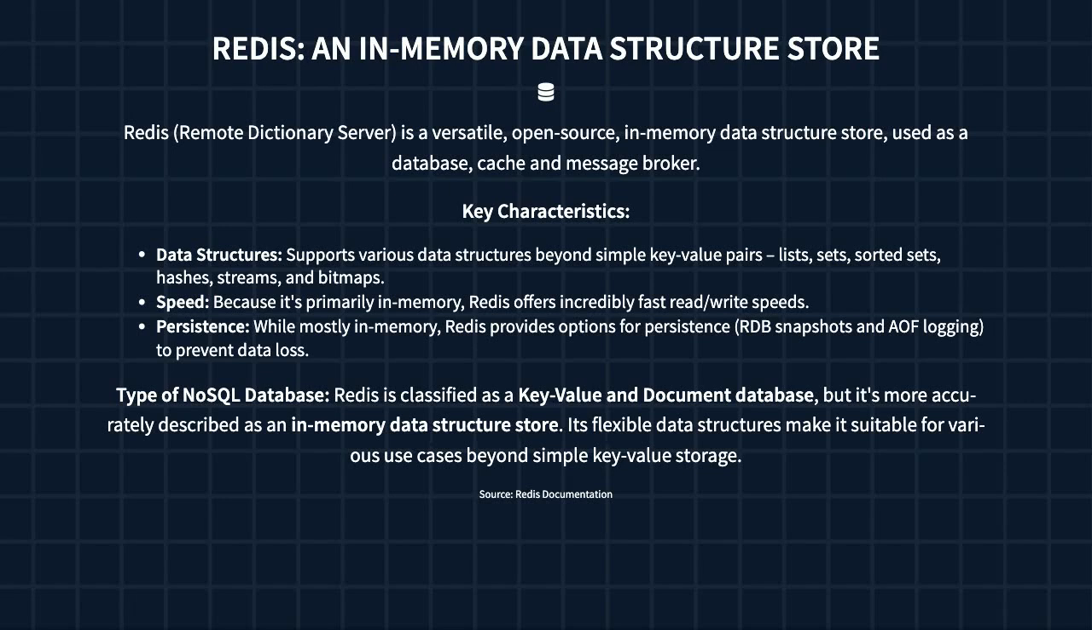Okay, let's talk about Redis. It's a really cool piece of tech that often comes up in NoSQL interviews. Think of it as a super speedy database almost entirely running in memory. It's not just a simple key-value store like you might expect. It actually supports different data structures like lists, sets, and even hashes, which gives it a lot more flexibility. Because it's so quick thanks to being in memory, it's great for things like caching, but it also offers persistent options if you need to save your data. It's generally categorized as both a key-value and document database, though it's really best described as an in-memory data structure store. The flexible data structures are what makes it so versatile.